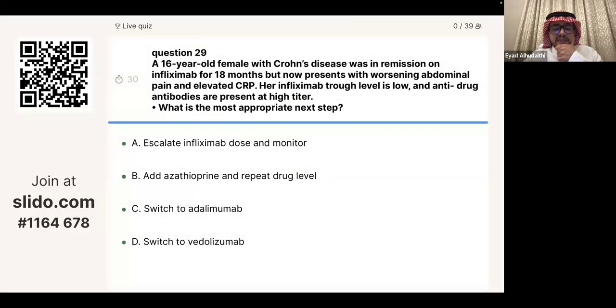So next question. A 16-year-old female with Crohn's disease was in remission on infliximab for 18 months, but now presents with worsening abdominal pain and elevated CRP. Her infliximab trough level is low. Anti-drug antibodies are present at high titer. What is the most appropriate next step? Escalate infliximab dose and monitor, add azathioprine and repeat drug level, switch to adalimumab, switch to vedolizumab.